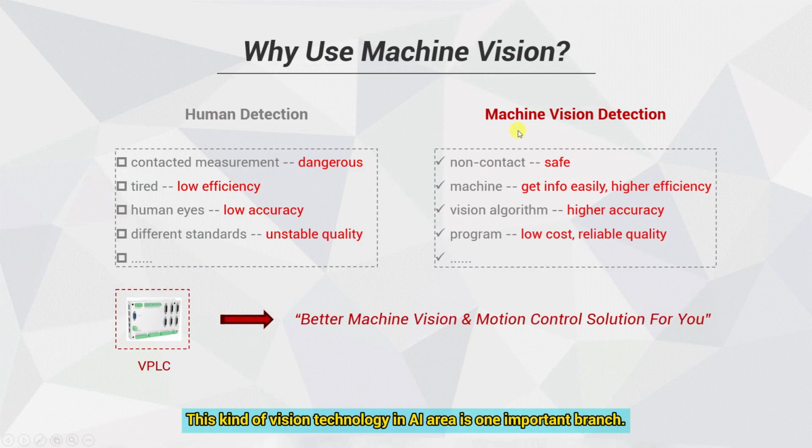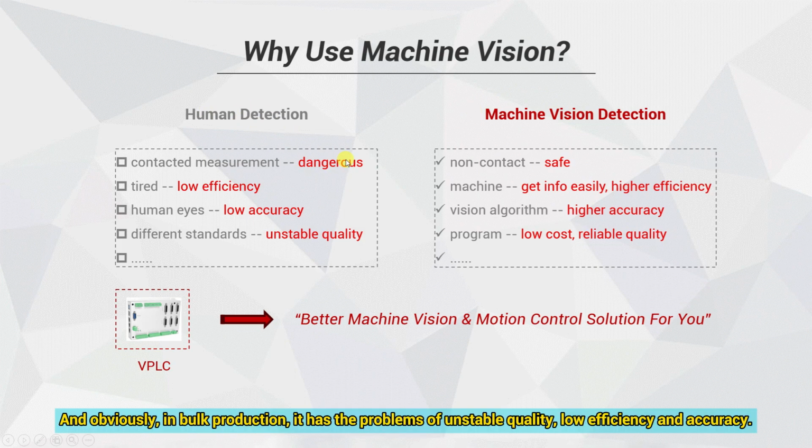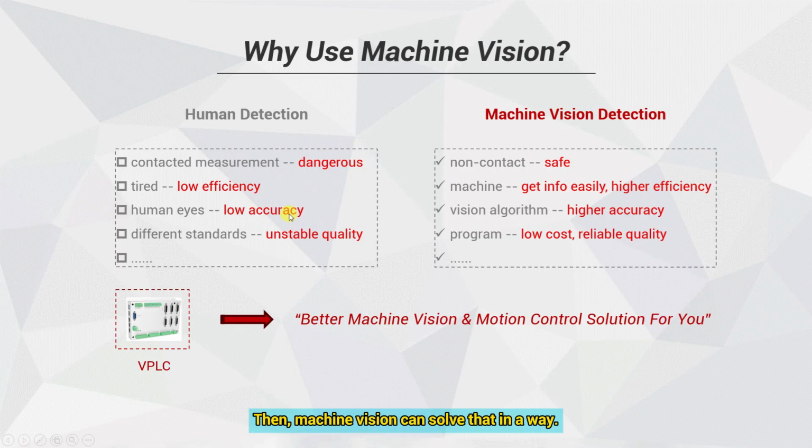This kind of vision technology in AI area is one important branch. Then, many industries start to do technological change. That is, for some traditional manual detection industries, automated intelligent detection will be used instead. Because the manual vision is not suitable for dangerous environment. And obviously, in bulk production, it has the problems of unstable quality, low efficiency, and accuracy. Then, machine vision can solve that in a way.